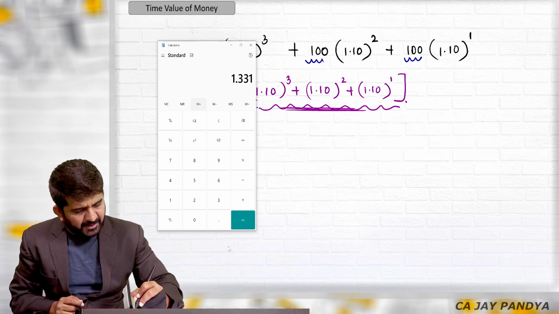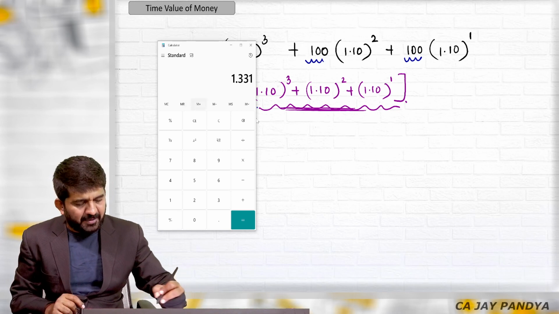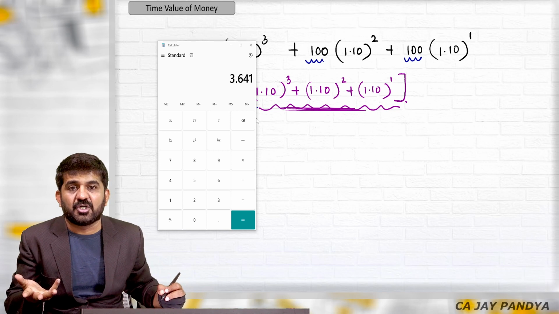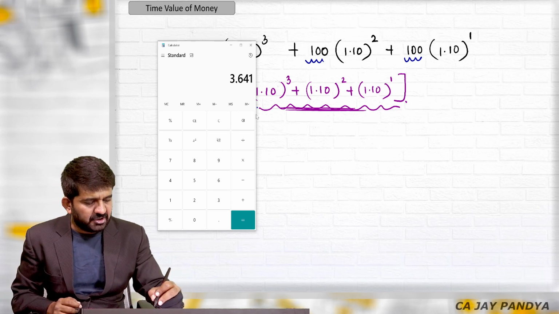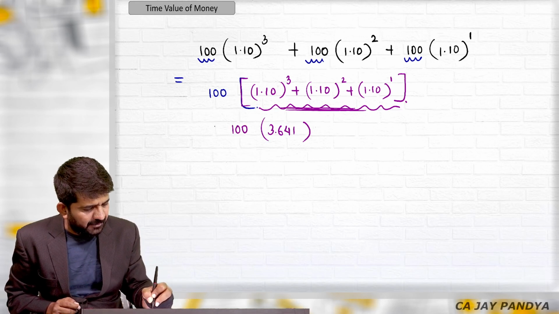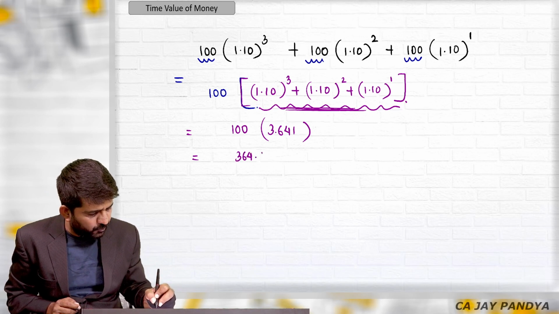I am again pressing M plus. So all these 3 answers in this bracket are added to memory. If I do MRC, I will be getting the answer of that memory, which is nothing but 3.641. So this is 3.641 multiplied by 100. I will be getting the answer of 364.